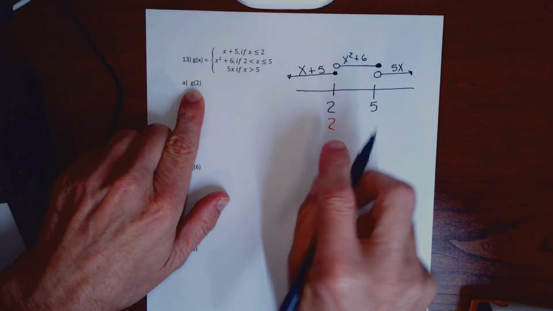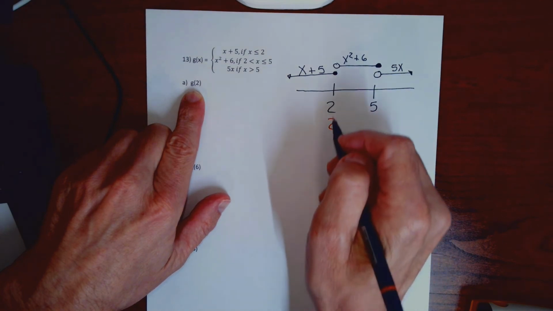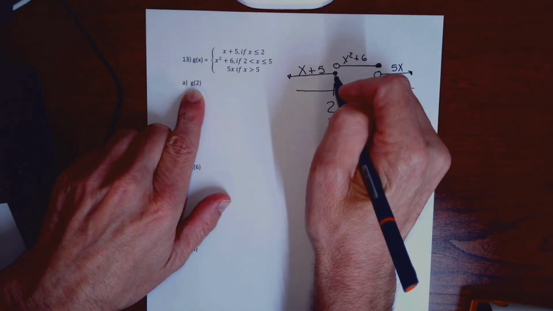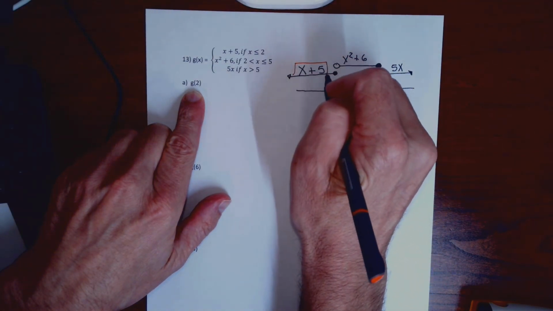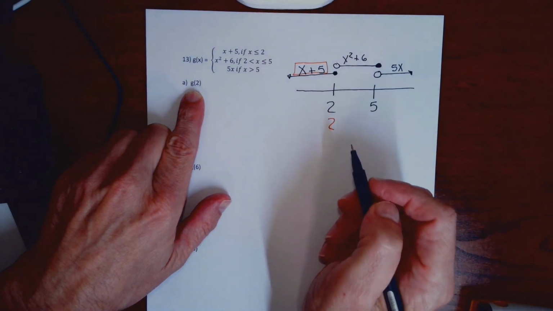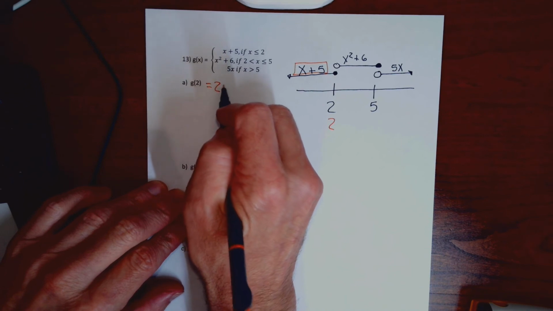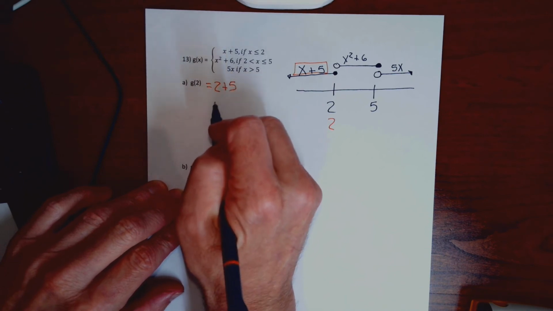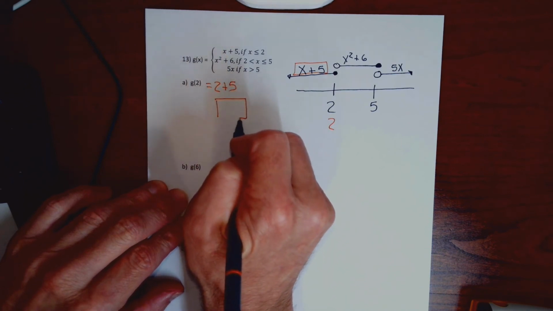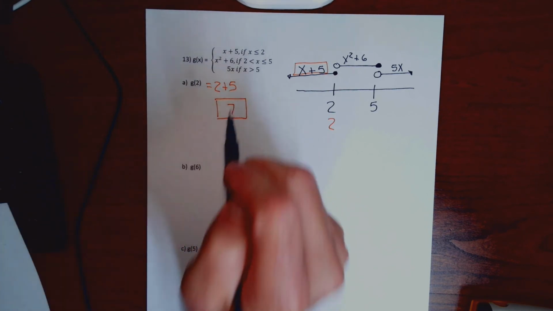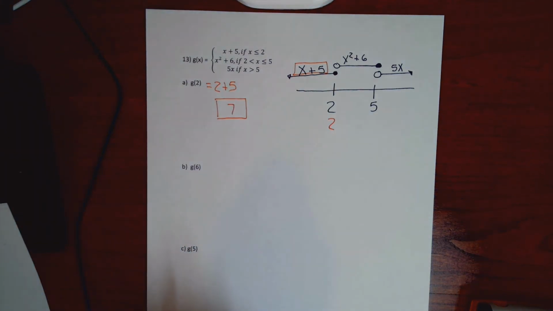The first number I'm asked to plug in is 2. I go up to 2 and look for the closed circle. I'm going to plug 2 into the function x plus 5 to get my y. The answer to part A for number 13 is just going to be the number 7. I could write g of 2 equals 7, but 7 is adequate.